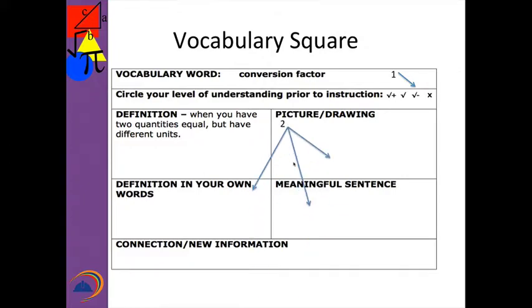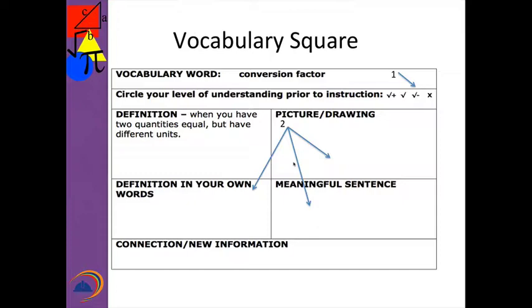On your note taker, the vocab or the definition will be there. It's when you have two quantities that are equal, but they have different units. So what I want you to do is fill in a picture or a drawing that's going to help you remember it. Define it in your own words and write a meaningful sentence.